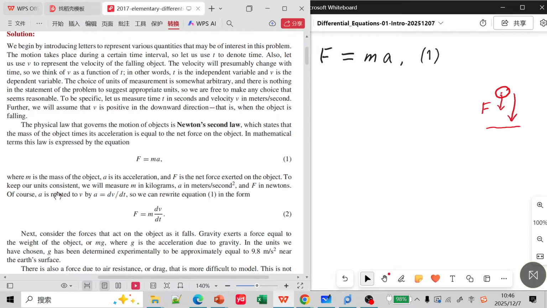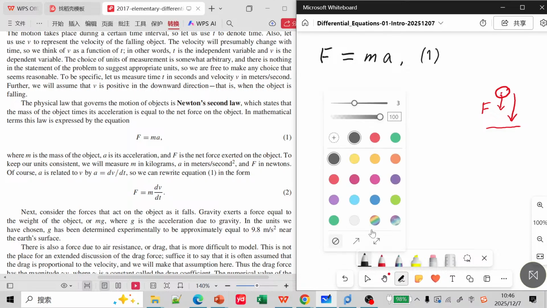To keep our units consistent, we will measure m in kilograms, a in meters per second squared, and F in newtons. Of course, a is related to v by a equals dv/dt. So we can rewrite equation 1 in the form.